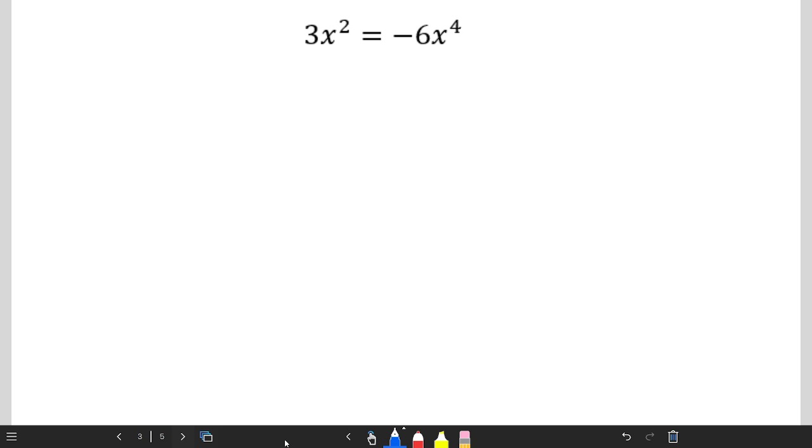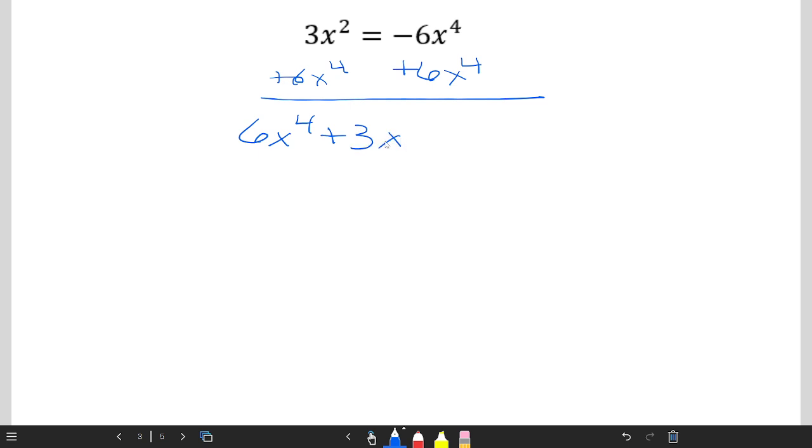So here's our first example. We have 3x squared equals negative 6x to the fourth. And so I'm going to add the 6x to the fourth to both sides. You can put the terms on whichever side you want. I usually like to have the term with the highest exponent have a positive coefficient. I think that's a little bit easier. So these aren't like terms. We can't combine them. We're just going to write it as 6x to the fourth plus 3x squared equals 0.